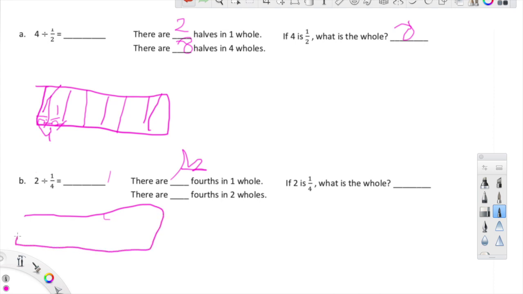Again, we have to draw the tape model, and we have to split it in 2 equal parts and put 4 in each 2. 1, 2, 3, 4. There we go. Wait, 1, 2, 3, 4. Yeah, that's 4. That's 4. 1, 2, 3, 4. And those equal 1.